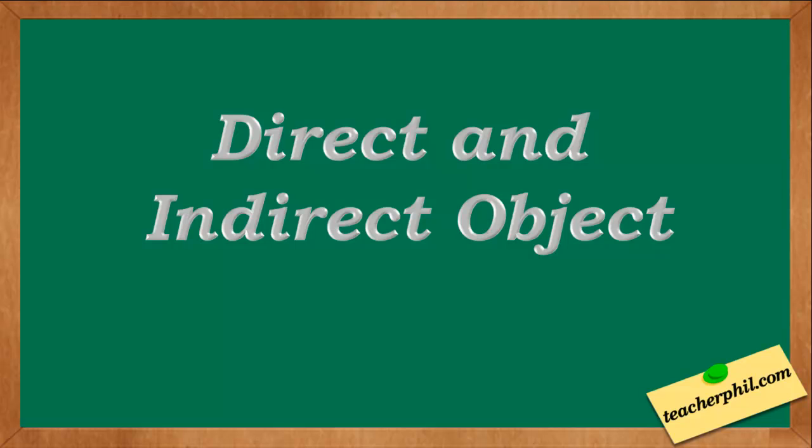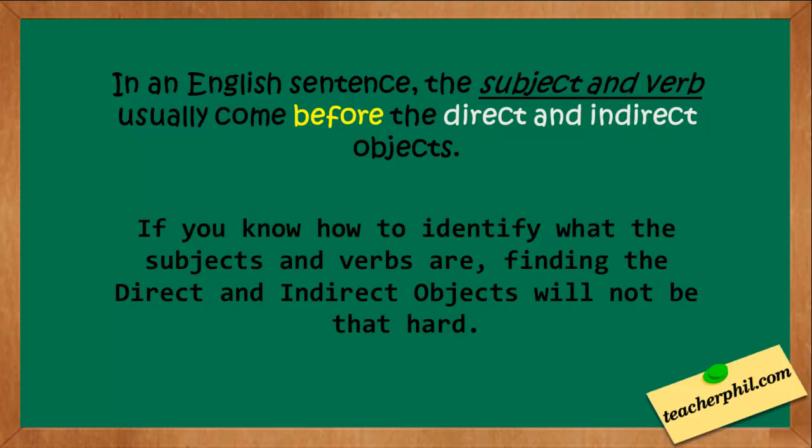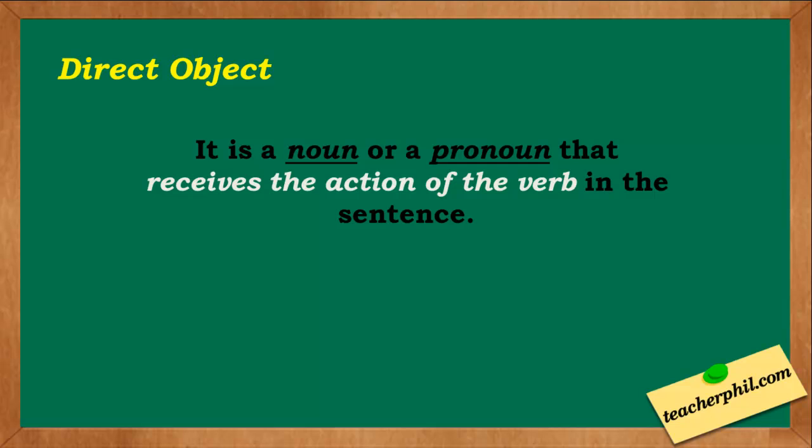Direct and indirect object. In an English sentence, the subject and verb usually come before the direct and indirect objects. So if you know how to identify what the subjects and verbs are, then finding the direct and indirect objects will not be that hard. Let's start with direct objects.